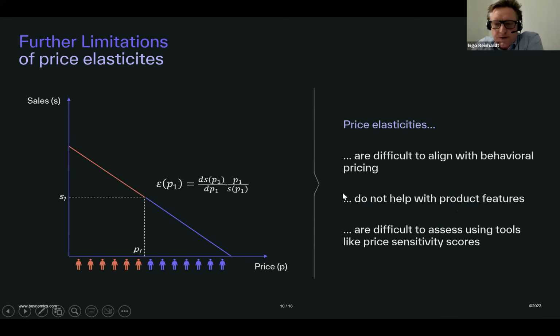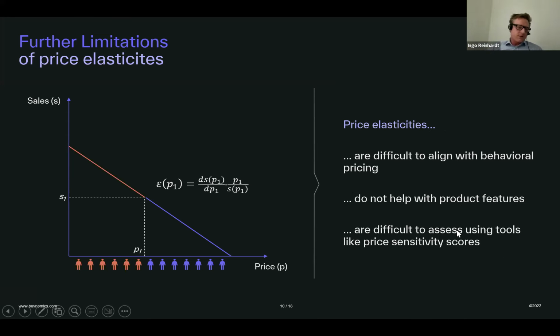And just to conclude this topic, of course, price elasticities come from a different tradition compared to behavioral pricing. They make assumptions about rationality, at least implicitly, typically. So they're very difficult to align with behavioral effects. I already mentioned the price threshold, but they are also difficult to align with a good, better, best design, anchor products, and so on. They don't help with product features, which I mentioned before.